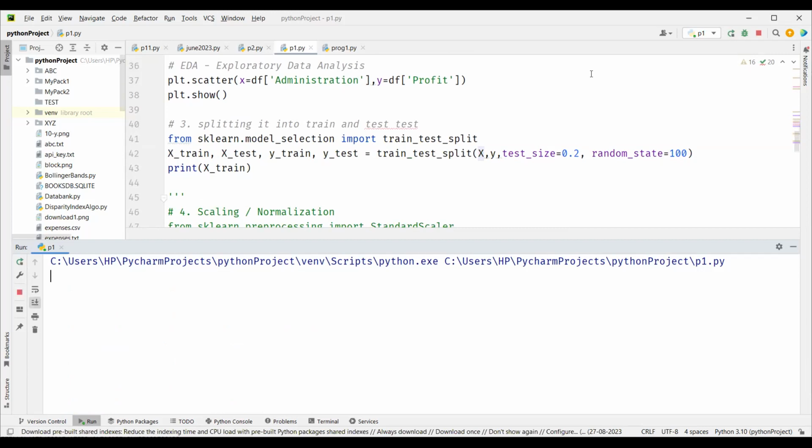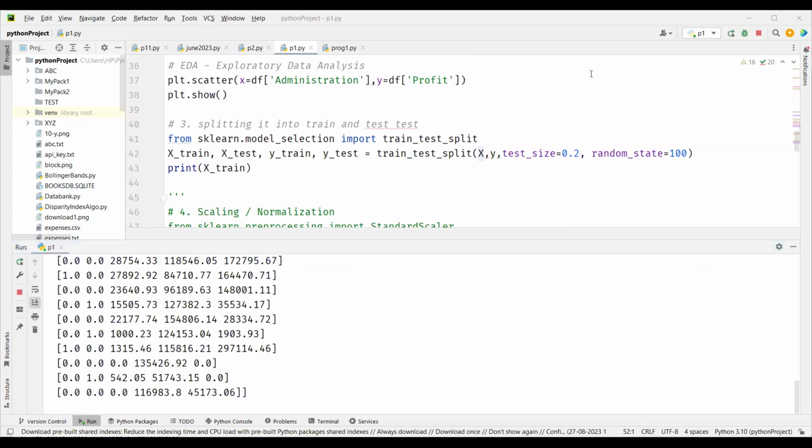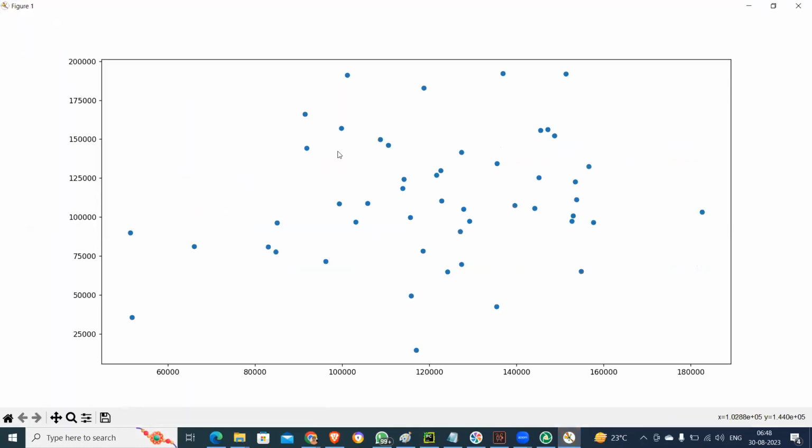And I have not shared the entire screen, so I'll share the entire screen so that you can see the output here. Now see, this is the axis. This is the scatter plot. On the X-axis, you have admin spend. On the Y-axis, we have put profit. When you see these dots, what do you understand? What do you see?